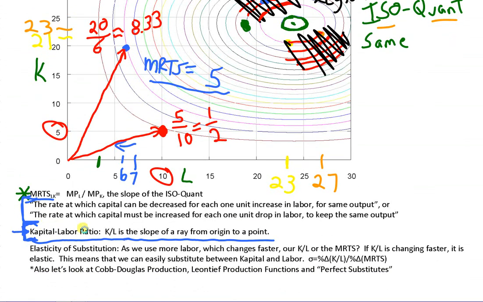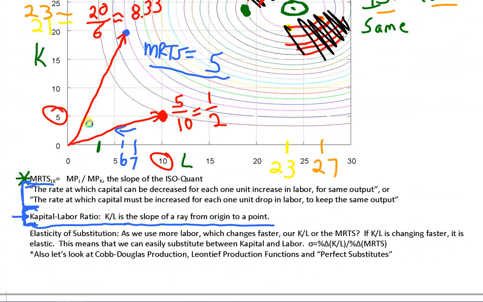and we know the capital labor ratio can be pictured as the slope of a ray from the origin to a point, now here comes an idea that is called the elasticity of substitution. The elasticity of substitution is asking the question, let's start with the interpretation, how easily can we substitute between capital and labor or not?